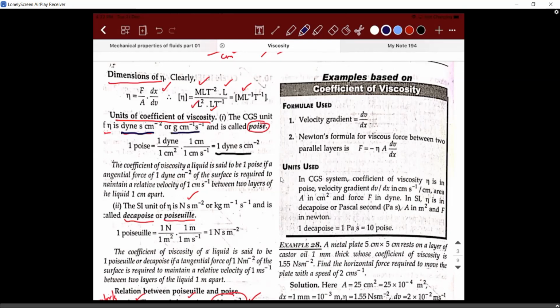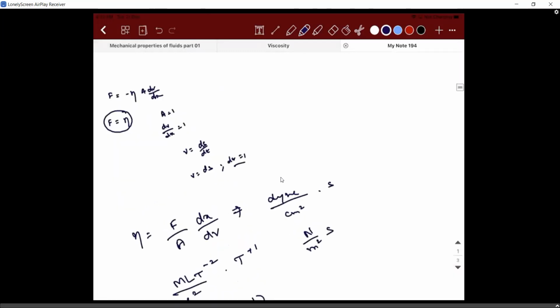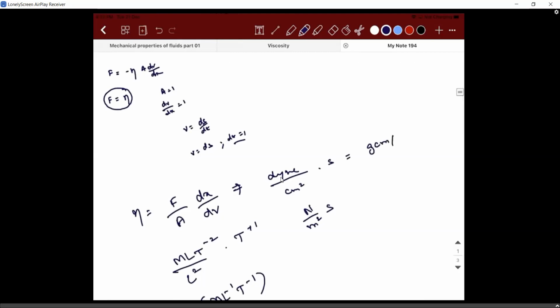So gram per centimeter per second. Did you get gram per centimeter per second? Because dyne is gram centimeter per second square, divided by centimeter square into second. So one centimeter is gone, one second is gone. So gram centimeter inverse second inverse. What will be the equivalent in SI? It is going to be kilogram meter inverse second inverse.